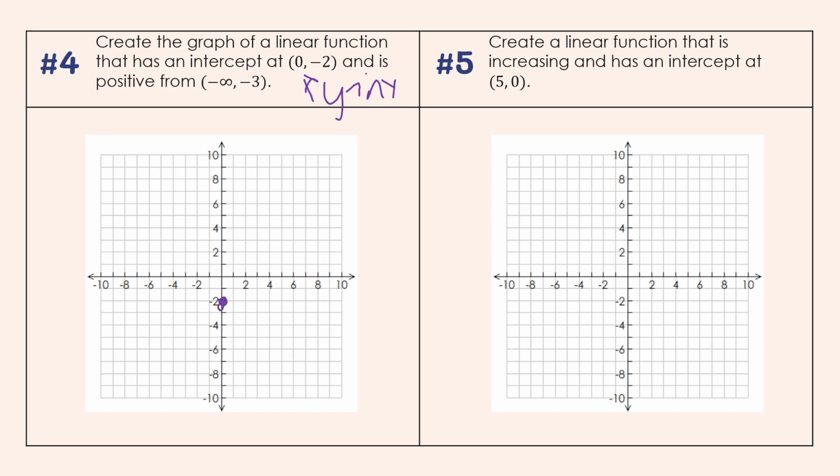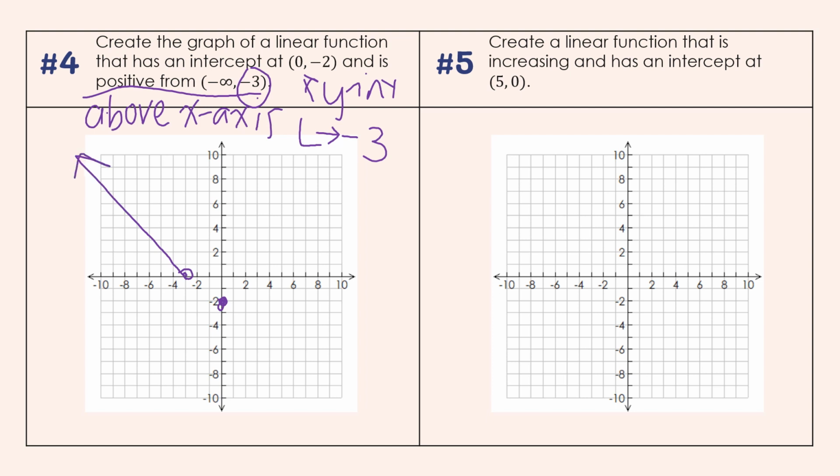Then you need to know what positive means. Positive means above the x-axis. And that's from negative infinity, which is the left, until -3. So -3, when you have positive and negative, that number in there is your x-intercept. So I'm going to put an x-intercept at -3. And then as it goes to the left, I need it to be above the x-axis. Above the x-axis, and I need to connect it to that y-intercept.